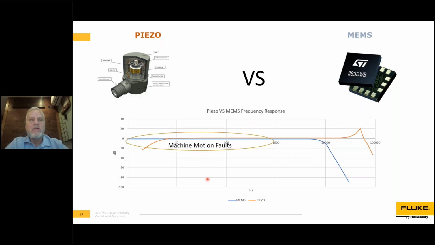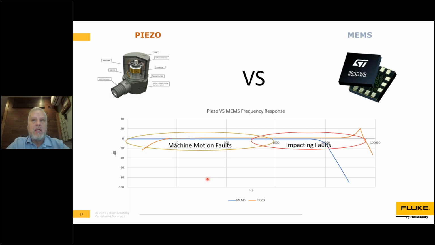Why is that important? Well, because I split vibration analysis into two different categories as far as the actual raw data that's coming in. 0 to maybe 500 hertz or a little over 500 hertz is typically going to give you what we call machine motion faults, things like imbalance, alignment, sometimes looseness.